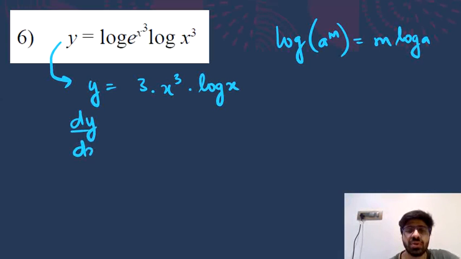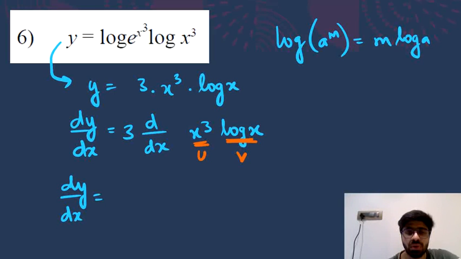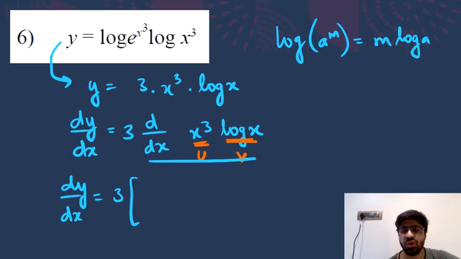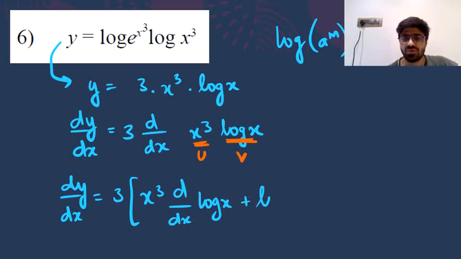So on the left hand side it will be dy by dx, and on the right hand side it will be d by dx of 3x cube into log x. 3 is a constant and it can be taken outside the derivative. And now the entire function is of the type derivative of u into v. So dy by dx will now be equal to 3 into derivative of uv, so that will be u into derivative of v plus v into the derivative of u.